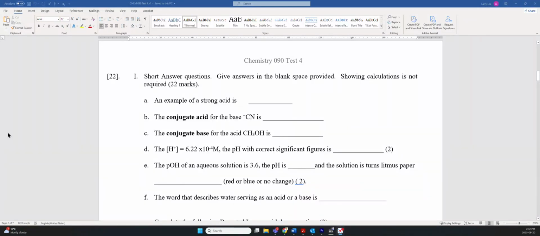Okay, hello everybody. This is test 4, and let's take a look at the answers. It shouldn't be that difficult, hopefully, if you studied.